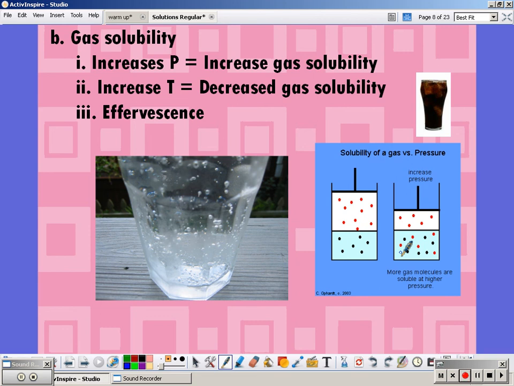Now, effervescence is the name that we give the sudden release of gas. So when you open up your soda for the first time, you hear that ch sound. That's the effervescence. That's the gas escaping the liquid very suddenly.